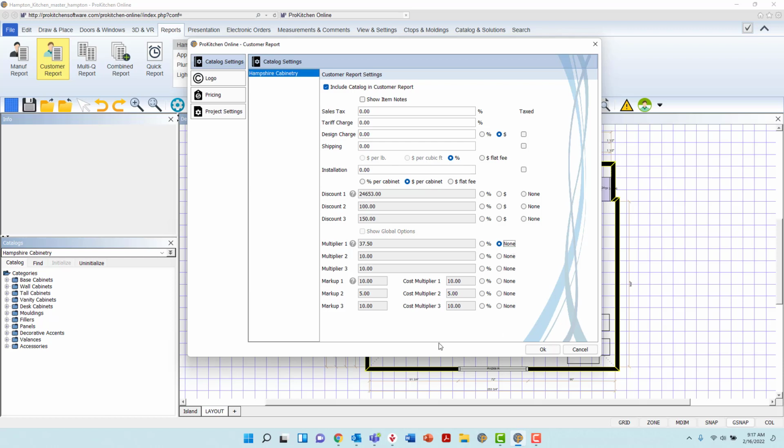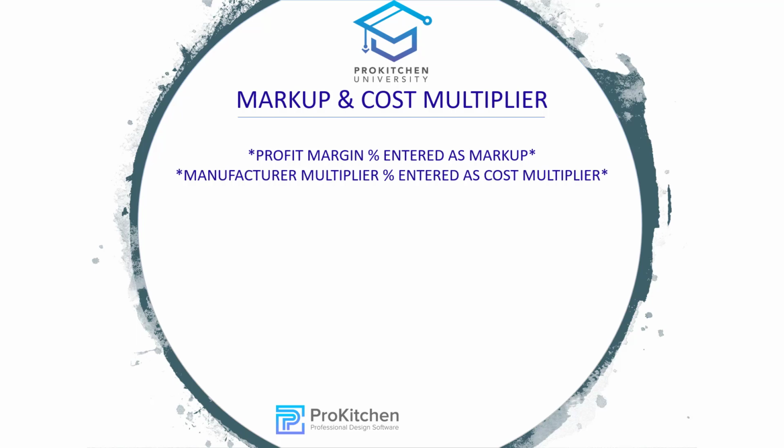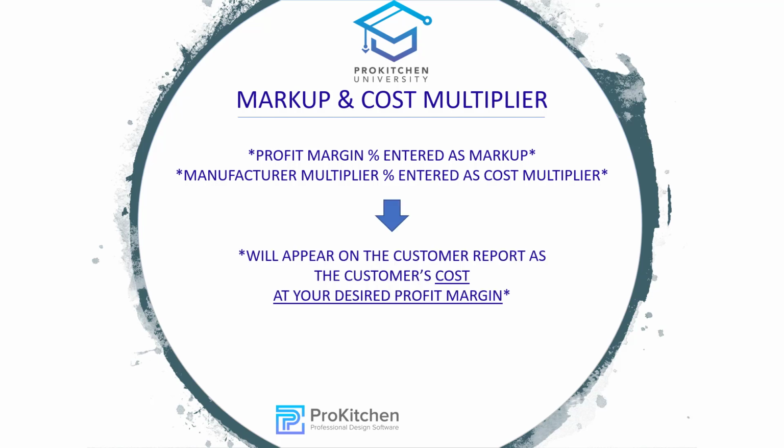The last pricing option has two fields, Markup and Cost Multiplier. This will provide you the customer quote derived from your desired profit margin based upon the manufacturer multiplier. In the Markup field, you will enter your desired profit margin, and the manufacturer multiplier will be entered as a percentage value in the Cost Multiplier field. This will appear on the customer report as the customer's cost charged by you, this time based on your desired profit margin and the manufacturer multiplier.